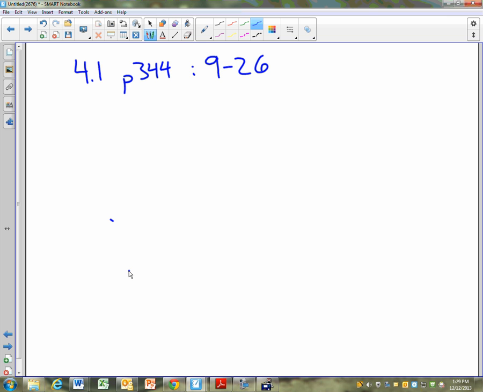Okay, 4.1, page 344, numbers 9 through 26. Some of those are just matching. Some people got done last hour. That's it.